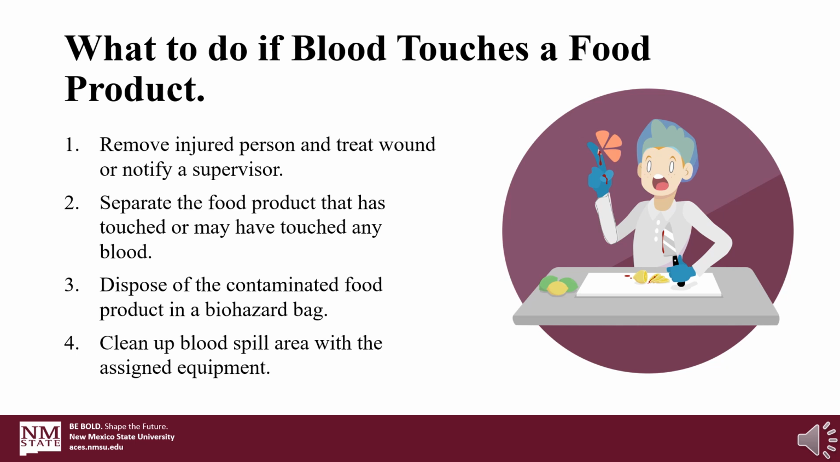Step 1. Remove injured person and treat wound or notify a supervisor. Step 2. Separate the food product that was touched or may have touched any blood. Step 3. Dispose of the product in a biohazard bag. Step 4. Correctly clean up blood spill area with the cleanup equipment used for blood spills.